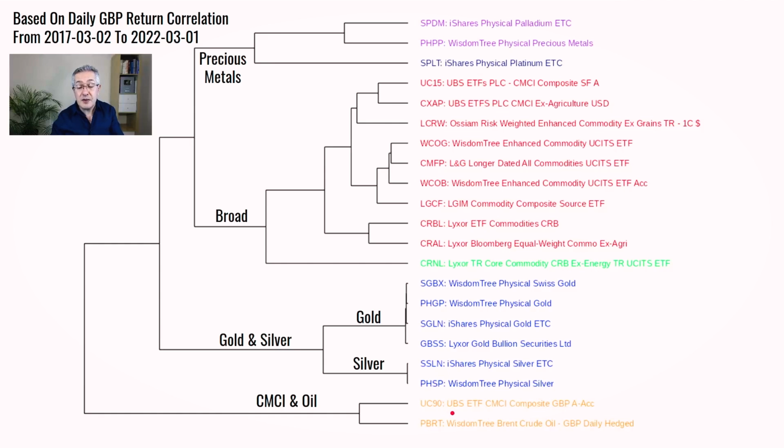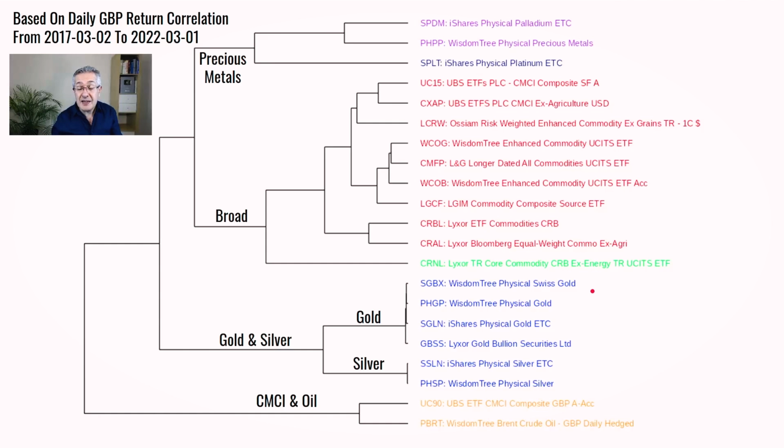And then finally, we've got a branch at the bottom, which is completely separate from the rest of the tree. That's because these two tend to be very uncorrelated with the rest of the funds. So that includes an oil fund, PBRT, and a broad-based composite fund, UC90, which tracks a CMCI index. So the way you'd use this tree would be to choose commodities which are far apart on the tree.